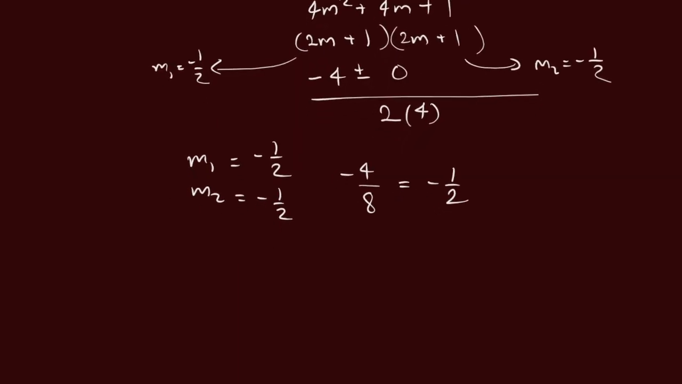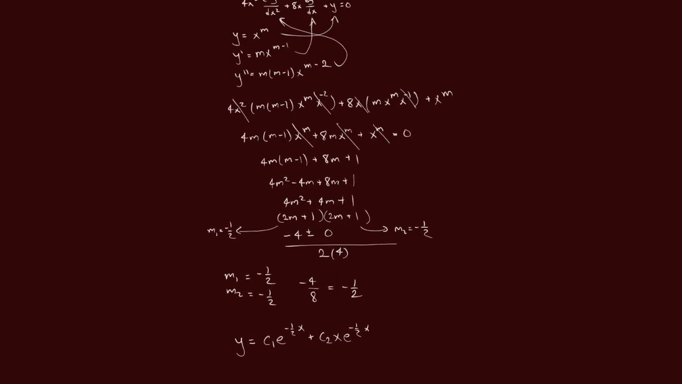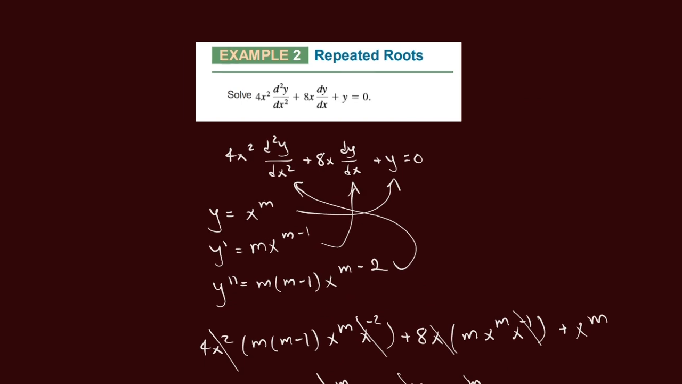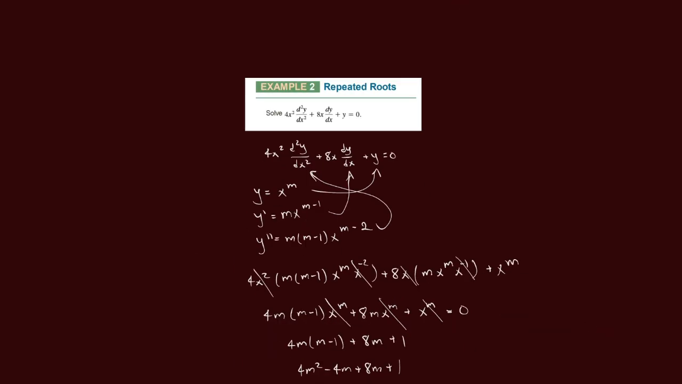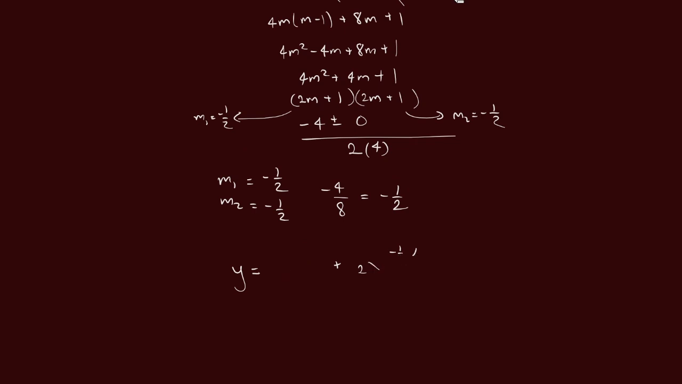So now a lot of people are going to make the mistake and write it as the following. They're going to call y equal to c1 times e to the power of m1 x, so minus 1 over 2, plus c2 x e to the power of m2 x, so just minus 1 over 2. But this is actually incorrect. You can't use this formula when you're doing Cauchy-Euler's equation, or when you're using y equals x to the power of m. The correct way will actually be the following.